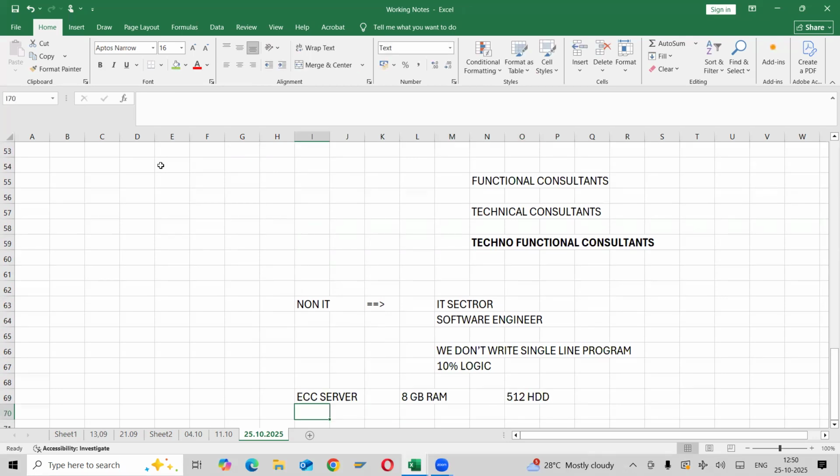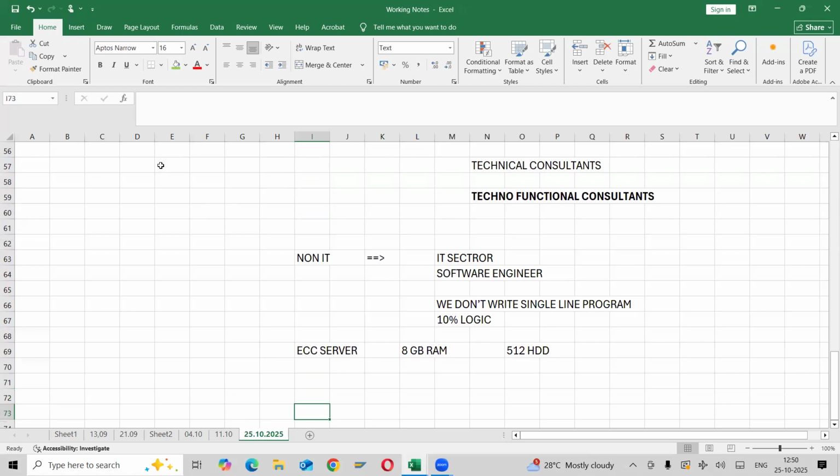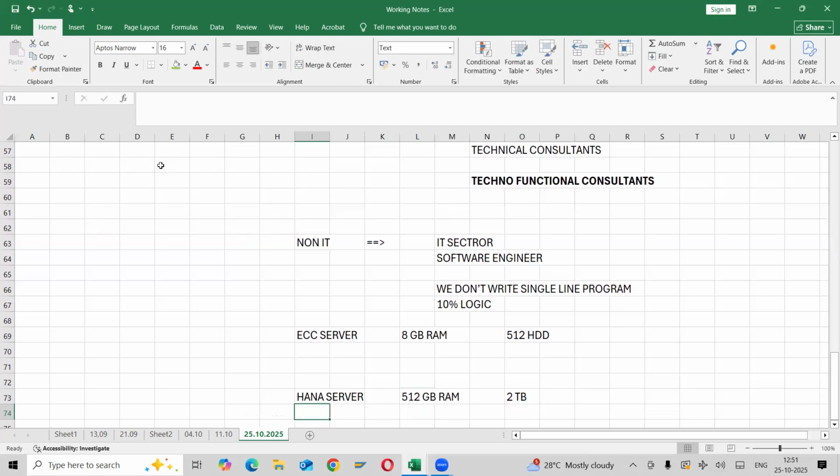HDD drive. Okay. But if I want an S4 HANA server, we need a minimum of 512 GB RAM, and the hard disk we can leave aside, it can't be more than 1 TB or 2 TB or something. 512 GB RAM, not 8 GB or 16 GB or 32 GB, because everything will be stored in memory. It is the minimum requirement.